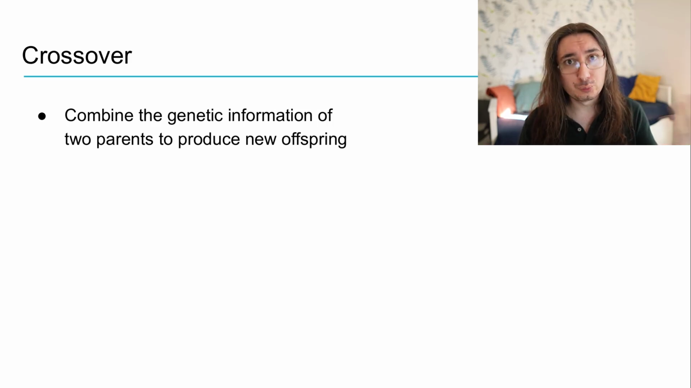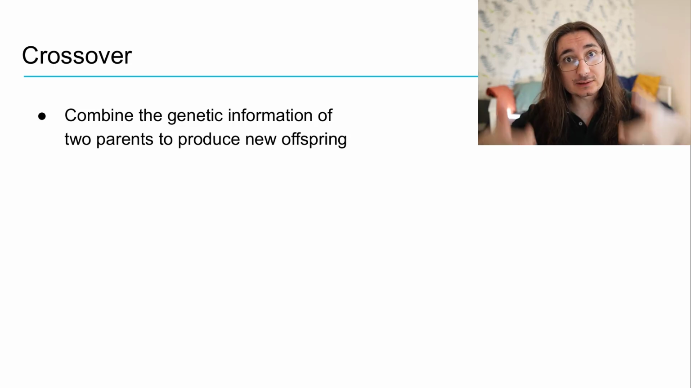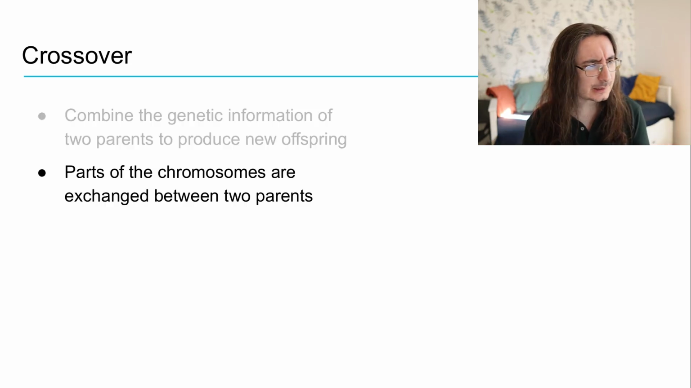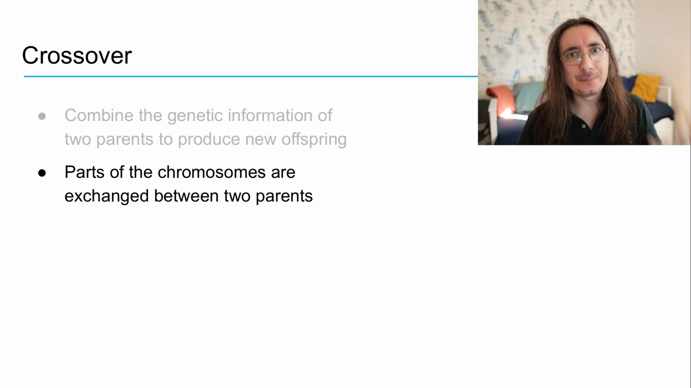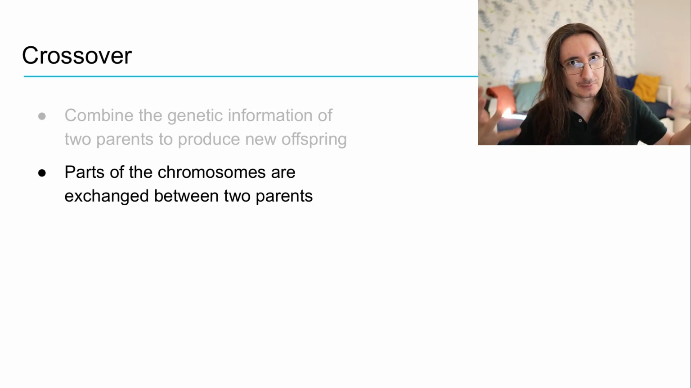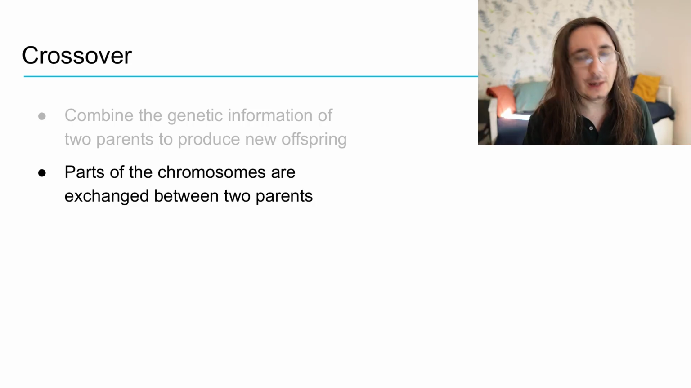Now we have crossover or recombination. This is the process of creating a new offspring starting from 2 parents, and it works like this. So you combine the genetic information of 2 parents to produce a new offspring. So how does this work? Well, you basically do what happens in a biological situation where you have this sort of crossover of chromosomes that come from parents. Basically, you take like parts of the chromosomes from one parent and part of the chromosomes that come from the other parent, you mix them together and you get the offspring.